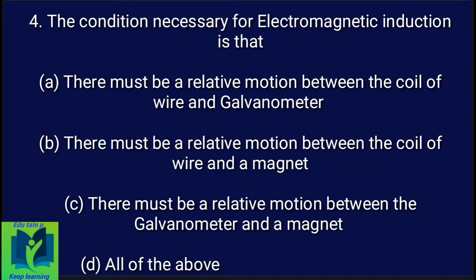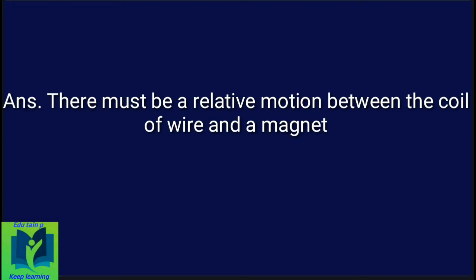The condition necessary for electromagnetic induction is that option A, there must be relative motion between the coil of wire and galvanometer. Option B, there must be a relative motion between the coil of wire and a magnet. Option C, there must be a relative motion between the galvanometer and a magnet. Option D, all of the above. There must be a relative motion between the coil of wire and a magnet.